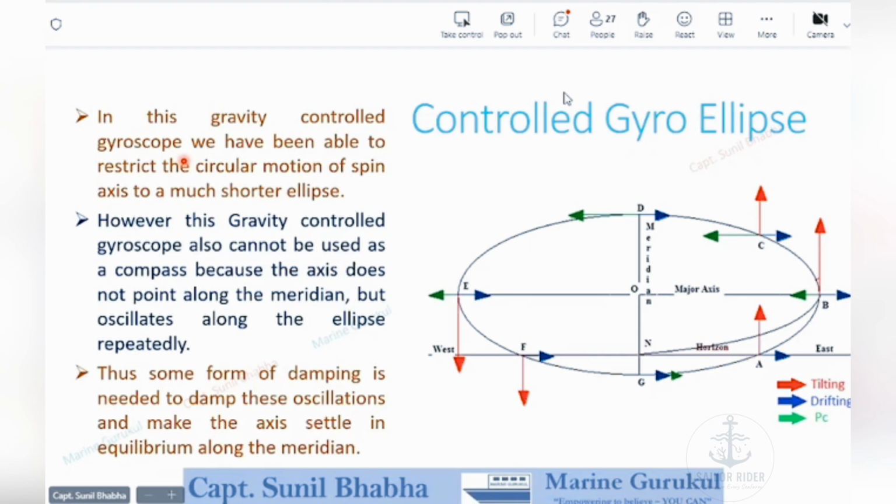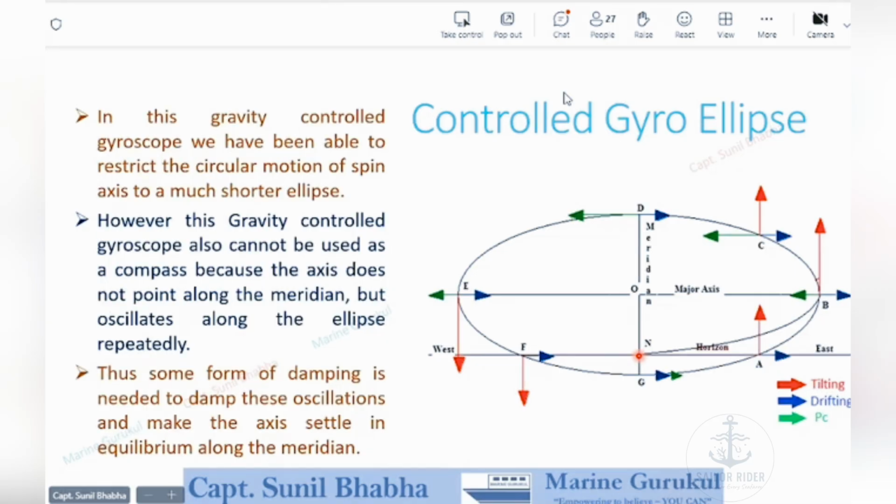However, this gravity controlled gyroscope still cannot be used as a compass because the axis still does not point along the meridian, but keeps on oscillating along the elliptical path repeatedly. It is not settled in the meridian. It is going eastward of the meridian, even though it is coming back, then going westward of the meridian, again coming back, but still not steady and pointing towards the meridian. So it is still not suitable for our purpose, our use as a direction finding instrument or a gyro compass.